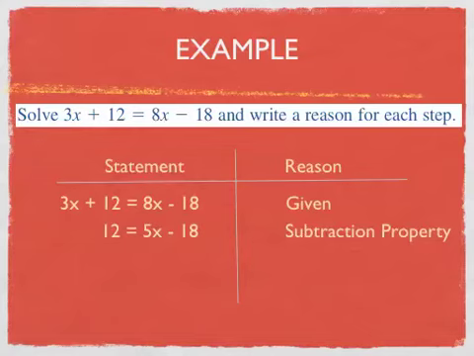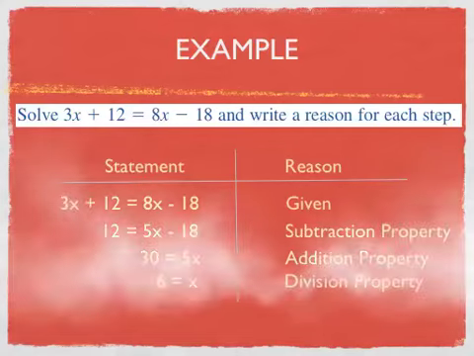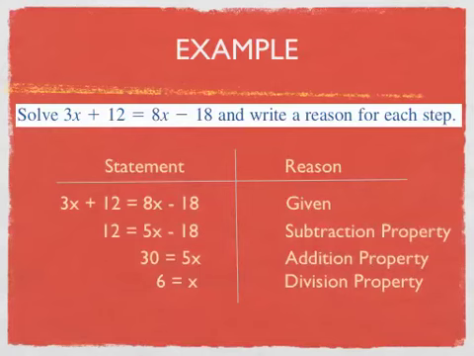Now, my next step would be to add 18 to both sides. When you add 18 to both sides, you get 30 equals 5x, and that's the addition property because I was adding 18 to both sides of my equation. Now that I have 30 equals 5x, I need to solve for x and isolate my variable, so I'm going to divide by 5 on both sides. 30 divided by 5 is 6, and the reason why I could do that is that it was the division property of equality.